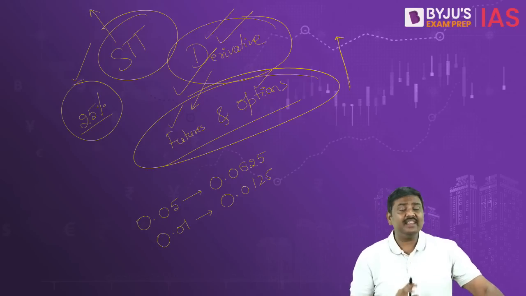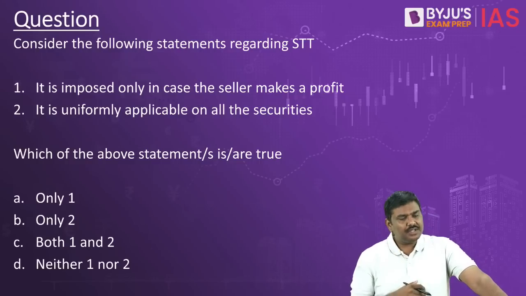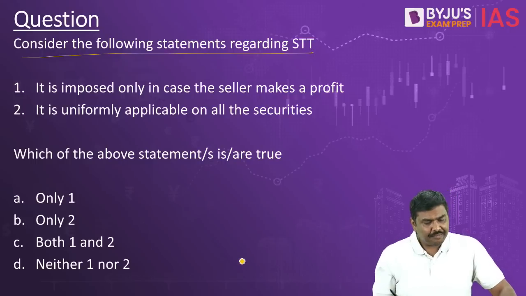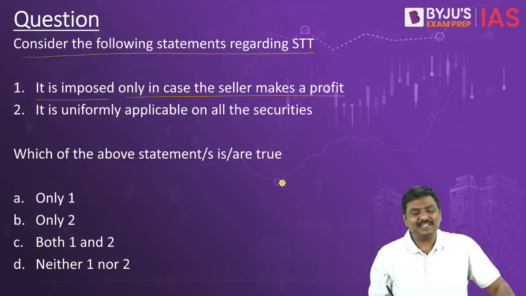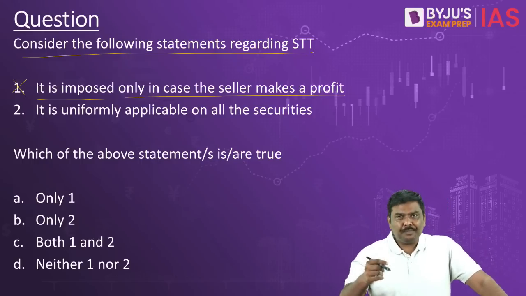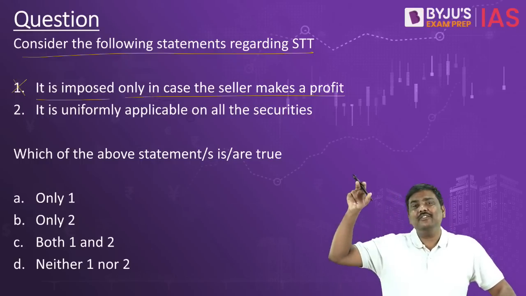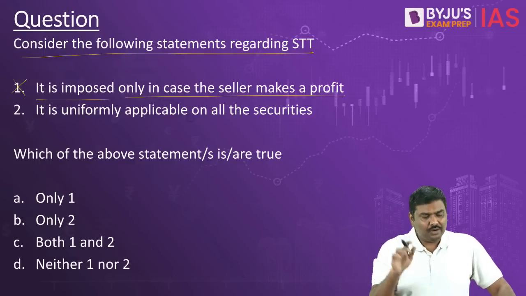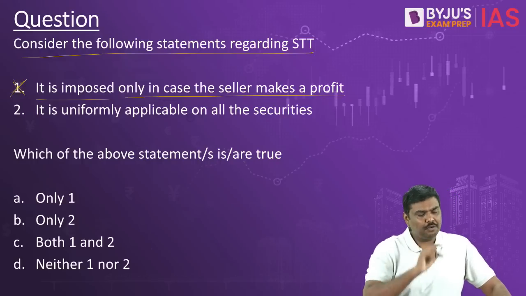Done. So these are the various important points I wanted to discuss regarding STT. Now based on this, a question here. Consider the following statements regarding STT. It is imposed only in case the seller makes a profit. Absolutely no. Please remember this. Whether you make a profit or a loss doesn't matter. Why? If you make a profit or a loss, it will come under the purview of capital gains tax. But here, absolutely no. Whether you make a loss or a gain, if it is applicable, you will have to pay it.